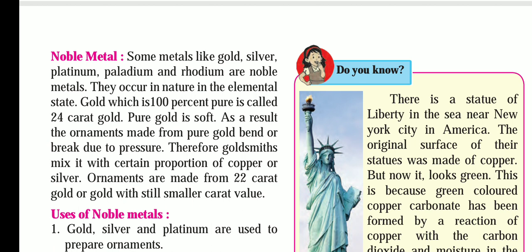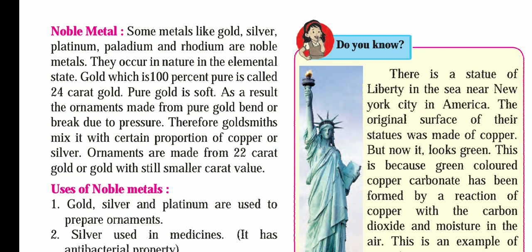They occur in nature in the elemental state. Gold which is 100% pure is called 24 karat gold. You all know 100% pure gold cannot be seen like this. It will be only in the form of a coin or a biscuit. 24 karat gold will be in two types, either a coin or a gold biscuit. So the gold which is 100% pure is known as 24 karat gold.